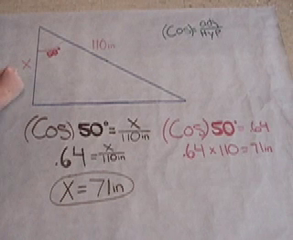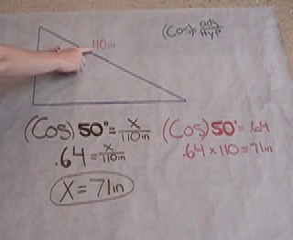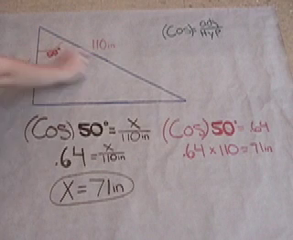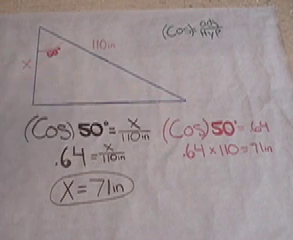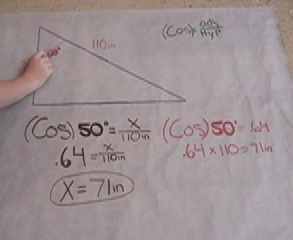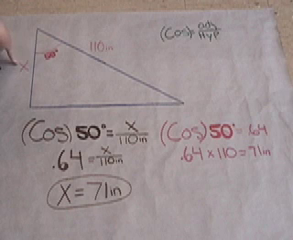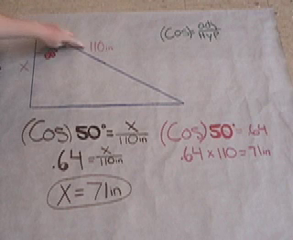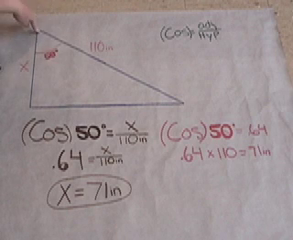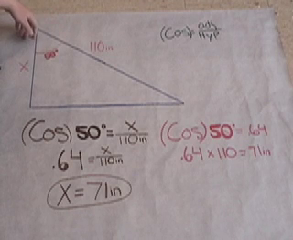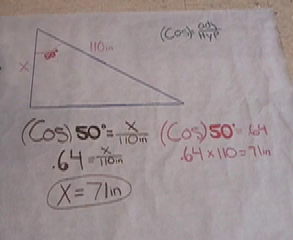X is the height of Erica, and 110 is the distance from the top of her head to the top of the shadow's head. The angle between her head and the hypotenuse is 50 degrees. In this equation, X stands for Erica's height, and 110 is the distance from the top of her head to the top of the shadow's head. The angle is 50 degrees.